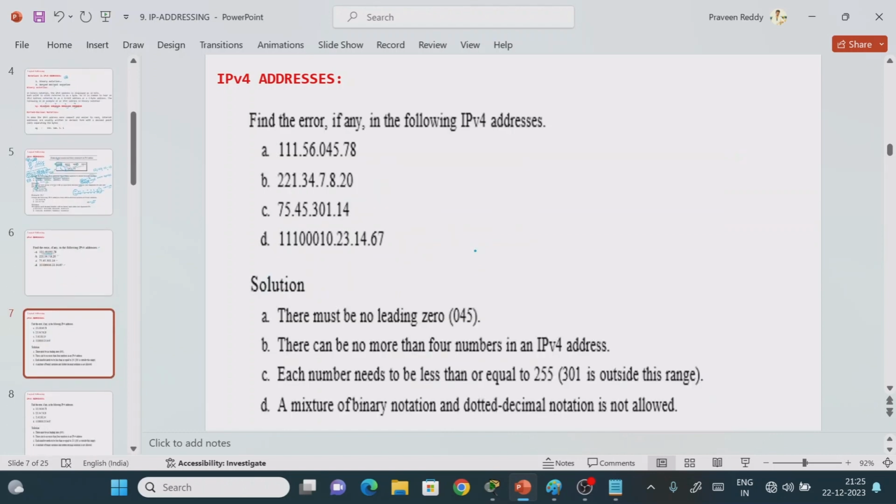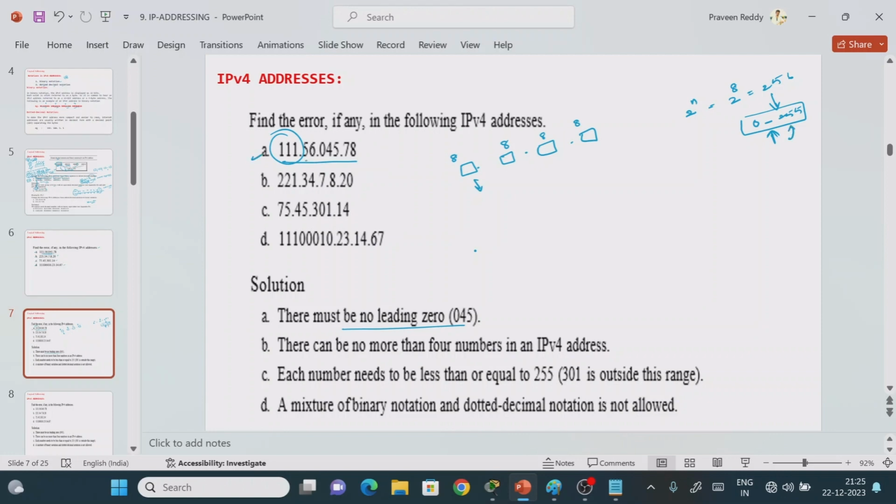First, there must be no leading zeros. If you are writing 4 octets, 1 2 3 4, in dotted decimal notation, each octet consists of an 8-bit number. The total number of possibilities is 2 power n, so 2 power 8 is 256. The binary number starts from 0 and ends with 255. It means each octet value should be between 0 and 255. Now see that we have triple 1, which is between 0 and 255.